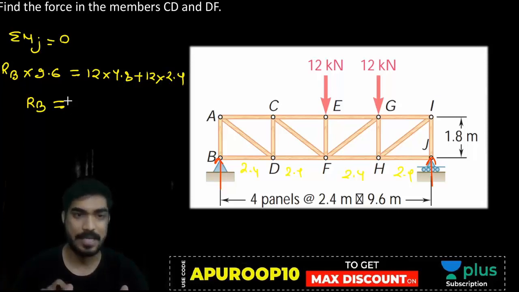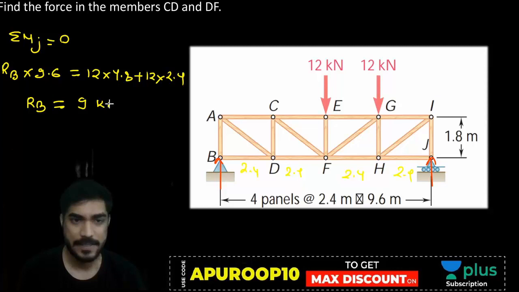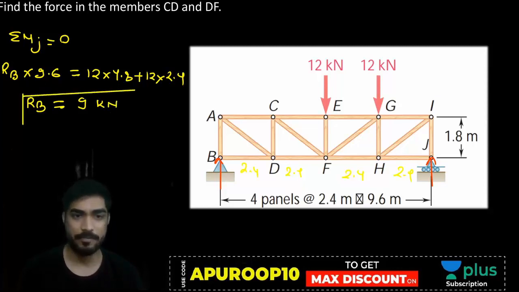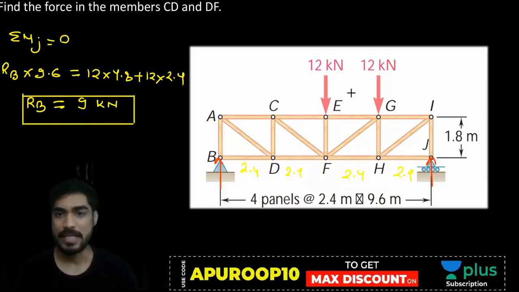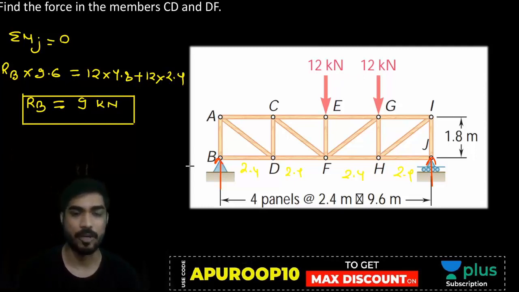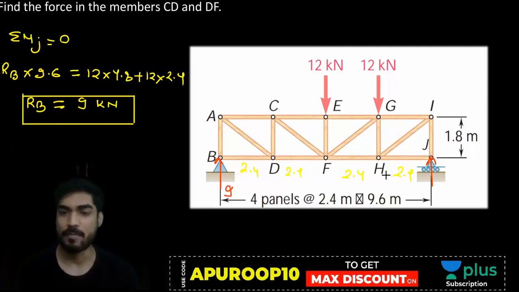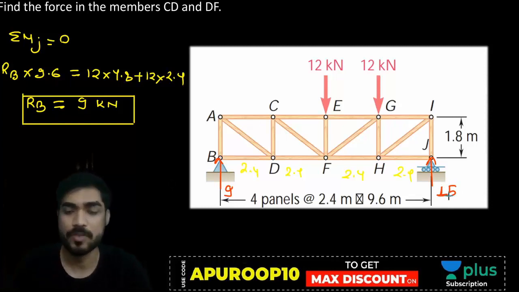86.4 divided by 9.6. Are you getting 9? Yes. Okay. Now if this is 9, then what will be RJ? If RB is 9, then how much will RJ be? 24 minus 9. This is 9. So this will be 24 minus 9, which means 15. Yes. Let's go.